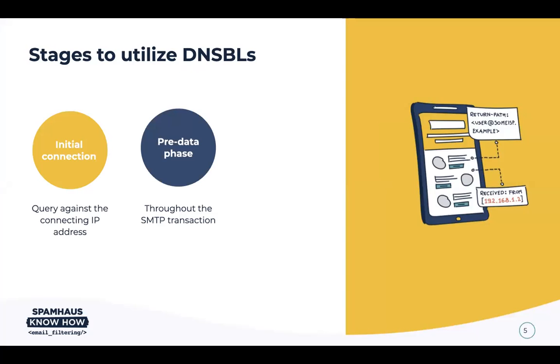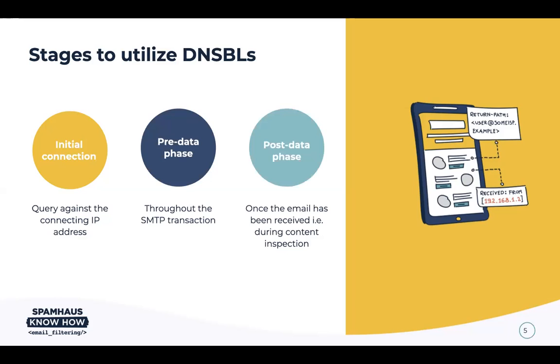Then secondly, we will look at the pre-data phase and see how we can use the data that we have right there, and analyze the various parts of how the SMTP transaction is being set up, and what we can do there. And then finally, we will take a look at the post-data phase and work with the entire email and apply all the various reputation sets that we offer to that entire email. So basically that will be the content inspection of the email, whereas the rest is sort of the transaction phase, the metadata phase of the email itself.